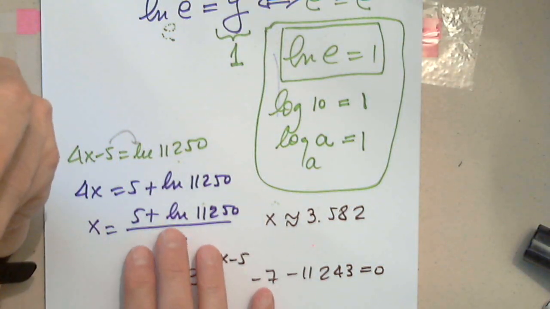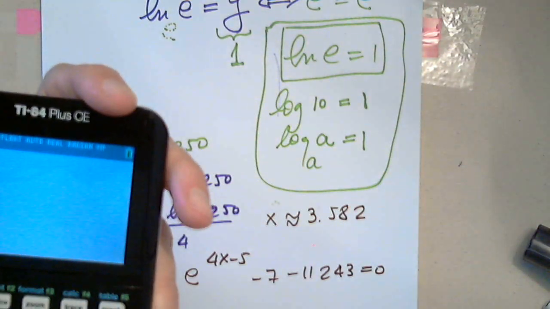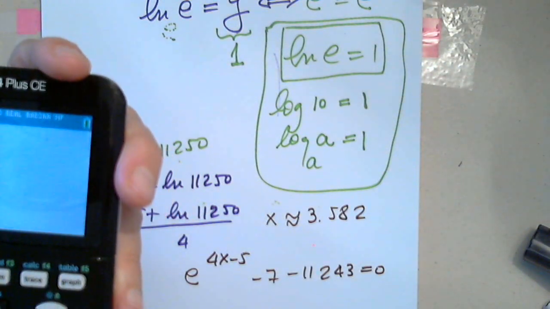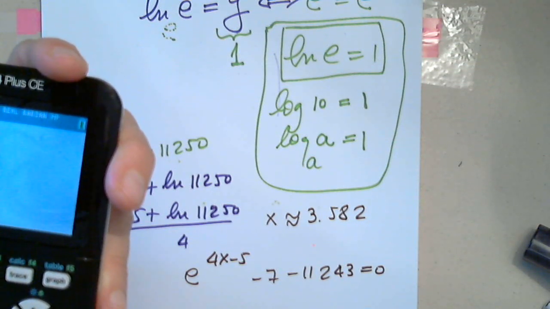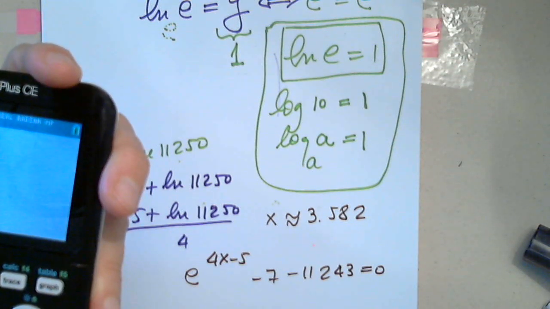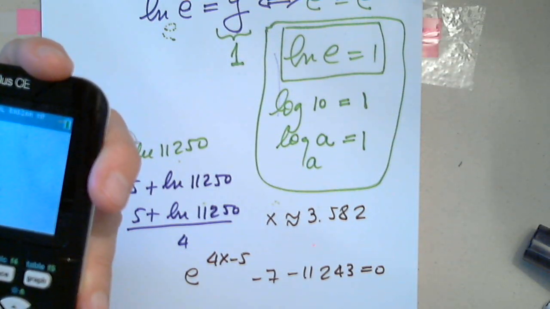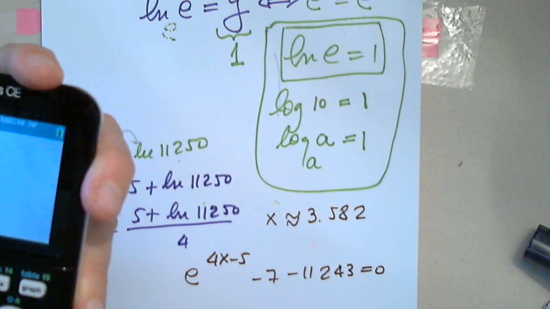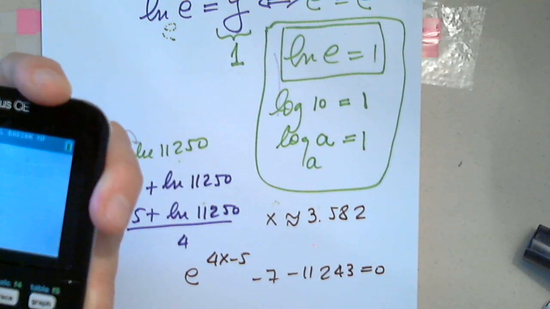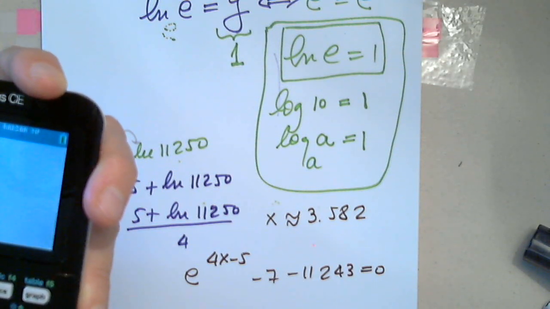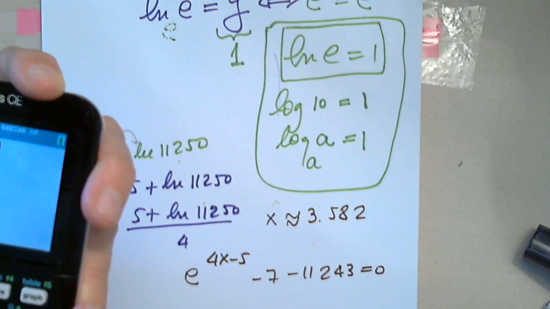Okay, so we want to check this again. So we use the left parenthesis. Is this better? Yeah, it's a little better. 5 plus natural log 11250, close the parenthesis for the log and close the parenthesis for the numerator, and then divide by 4 and press enter.